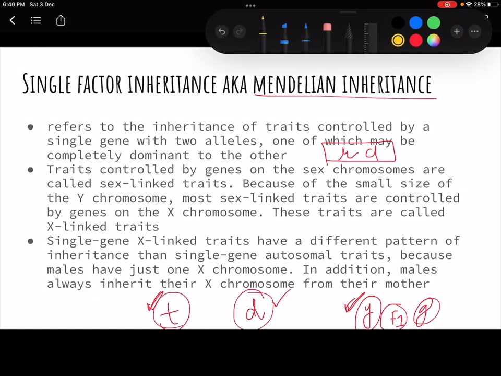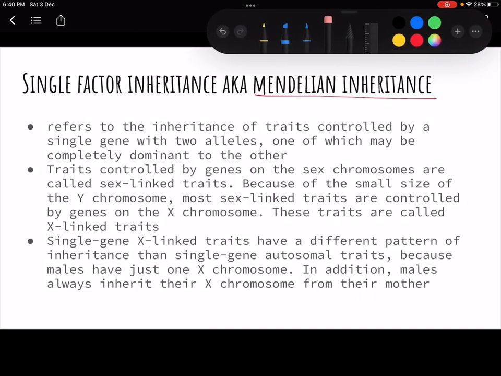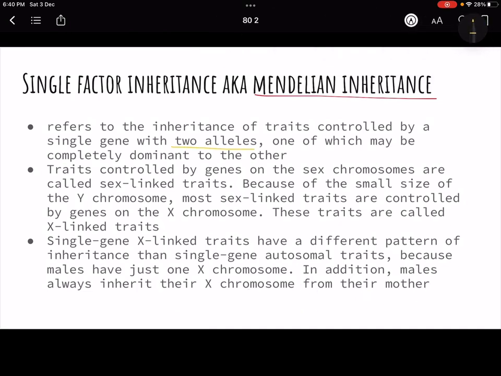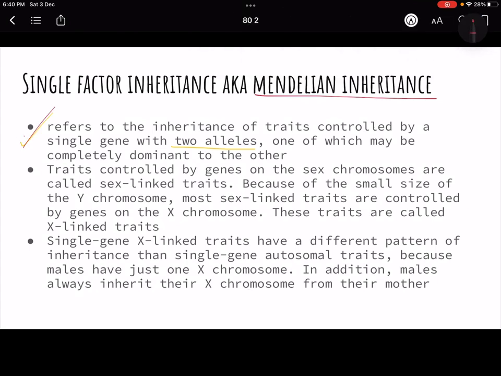So now let's read what it says. So refers to inheritance of traits controlled by single gene, right? With two alleles, obviously two alleles, one from mother, one from father. One which may be completely dominant over the other. So basically whatever we were reading in the Mendelian laws, similar points, okay?